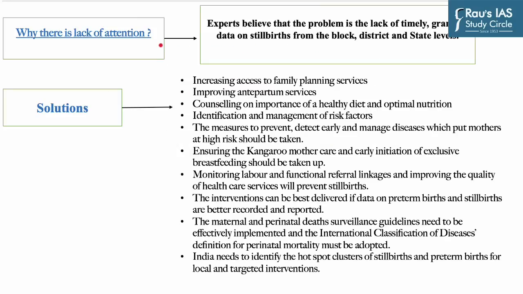Now, if the numbers are so high and they demand urgent intervention, why is there a lack of attention? Experts believe that the problem is the lack of timely granular data on stillbirth and preterm birth from the block, district, and state levels. Over the decades, while countries have strengthened the mechanism for tracking child mortality, the data on stillbirths and preterm births are scarce. Even at the global level, the first ever report on stillbirth was released only in October 2020.